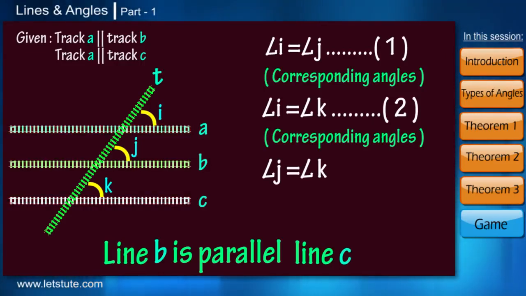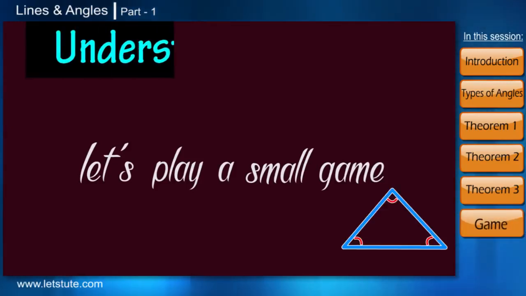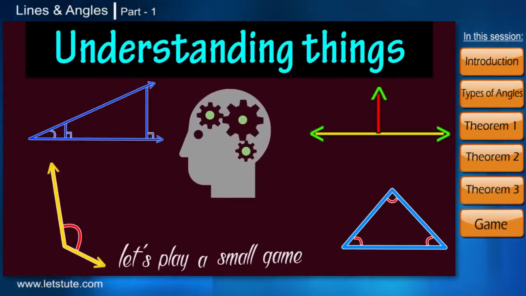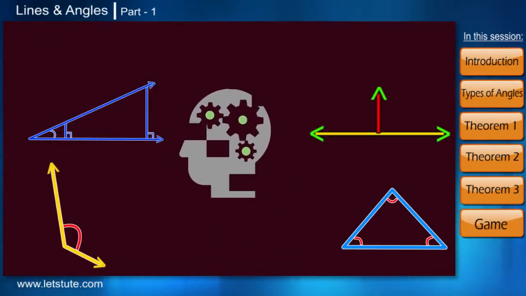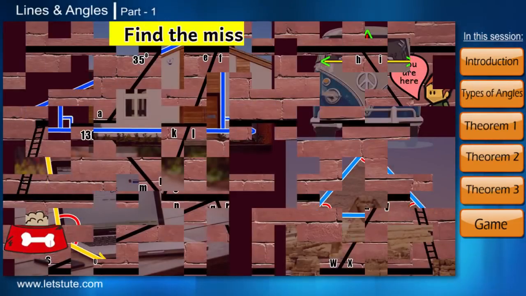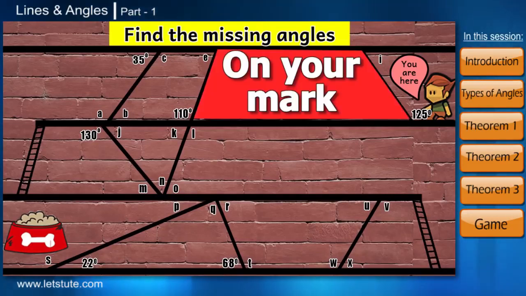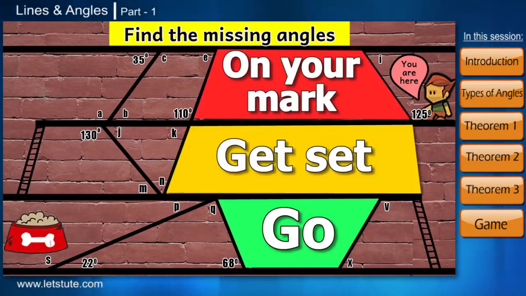Here we are done with the first session of the chapter Lines and Angles. In order to do a recap, let's play a small game which will not only help you understand things, but also how to logically apply it in real life situations. Here is a small maze, and at the end of the maze is the food for your pet. The faster you finish, the sooner your pet will get the meal, or else he will eat your meal. So, without wasting any time, on your mark, get set, and go.